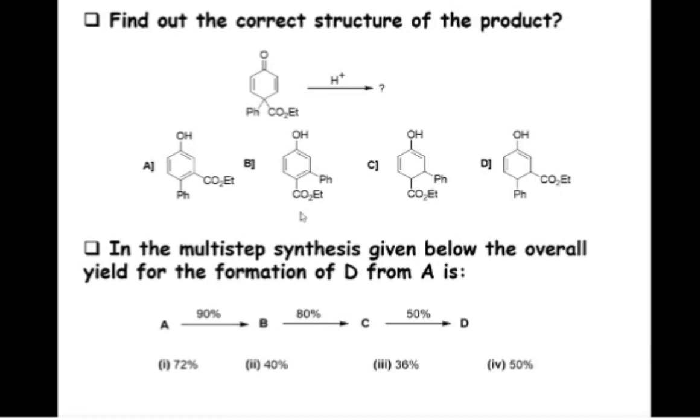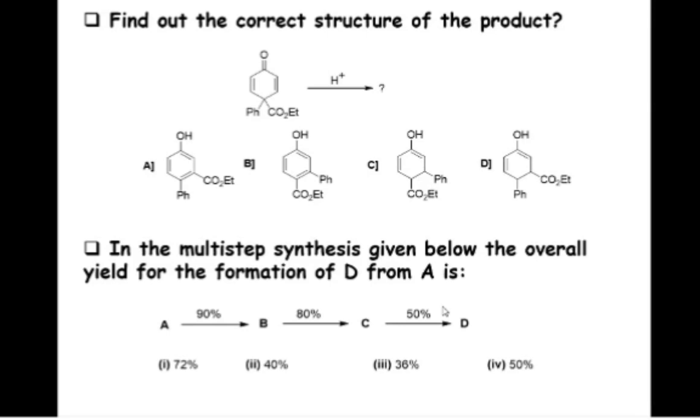Now the next question: in the multi-step synthesis given below, the overall yield for the formation of D from A is. Such types of questions have been asked many times in SET, NET, as well as GATE examinations. They just change the percentage of yield for every step. As we do experiments in the laboratory, as I told you yesterday, if it is a single step transformation, we can determine the yield of that step, as we know the molecular weight of the starting material, the molecular weight of the product, and what equivalents we have given. Accordingly, we can find the yield of the first step, second step, third step.